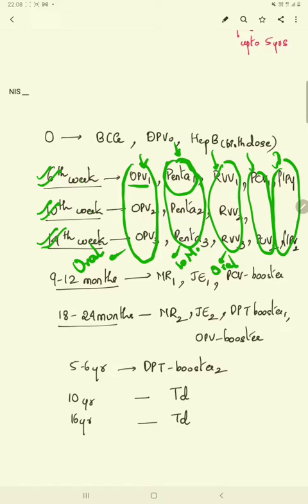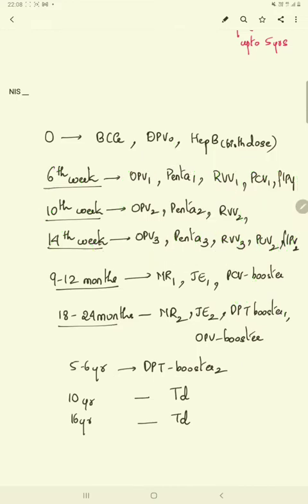Coming on to the route of administration: the OPV is given through the oral route, the pentavalent is given through the intramuscular route, and the rotavirus, as we have studied, is given through the oral route. Amongst the vaccines that are given orally, you have the OPV and the rota, as well as the vitamin A that you will be studying in a while. Then the pneumococcal is given through the intramuscular route. FIPV, however, is given through the intradermal route, right? So this was about the vaccines given during the 6, 10, and 14th week.